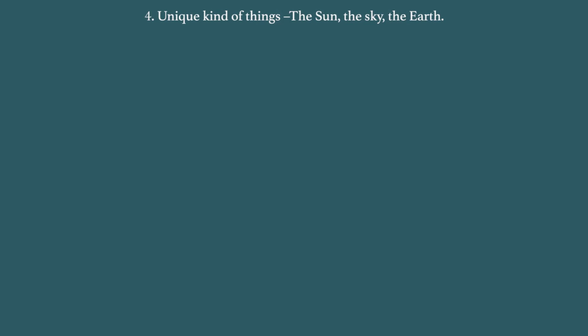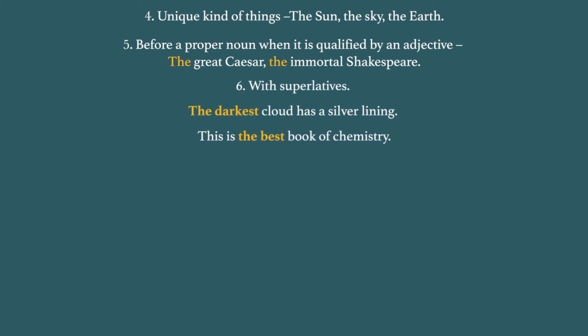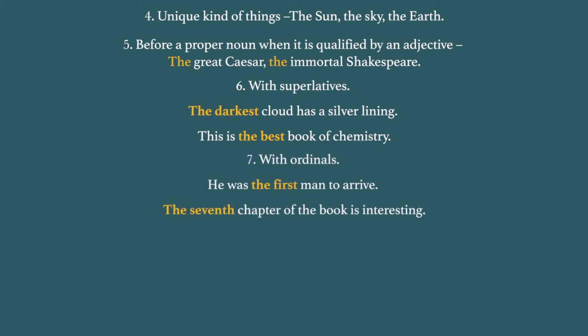Fourth, unique kind of things: the sun, the sky, the earth. Next is before a proper noun when it is qualified by an adjective: the great Caesar, the immortal Shakespeare. Sixth is with superlatives. The darkest cloud has a silver lining. This is the best book of chemistry. Then with ordinals. He was the first man to arrive. The 7th chapter of the book is interesting.